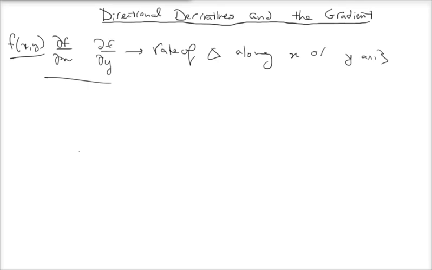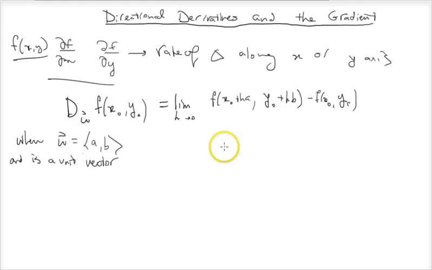So here's the limit notation. This D means the directional derivative in the direction of the subscript vector u, where vector u is a two-dimensional vector ⟨a, b⟩, and so the directional derivative of f at point (x₀, y₀) is equal to the limit as h approaches 0 of f(x₀ + ha, y₀ + hb) minus f(x₀, y₀), all over h.